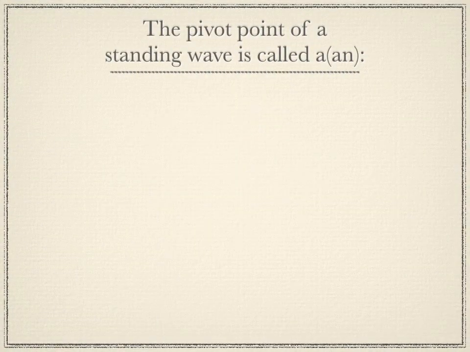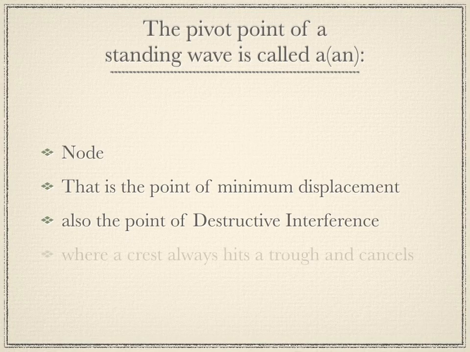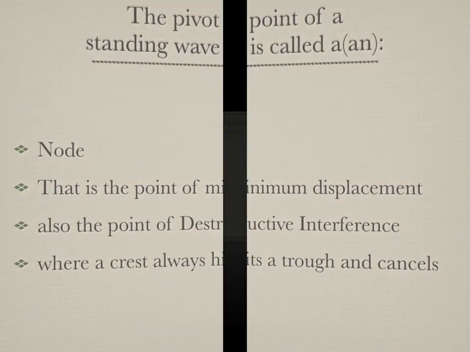The pivot point of a standing wave we call a node. That node was the point of minimum displacement. It's also the point of destructive interference. That's where a crest is hitting a trough or a trough is hitting a crest and canceling out. That's why it just pivoted.